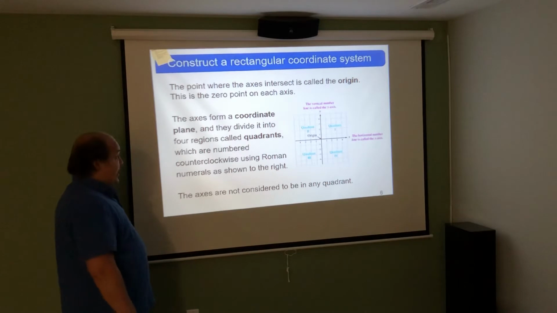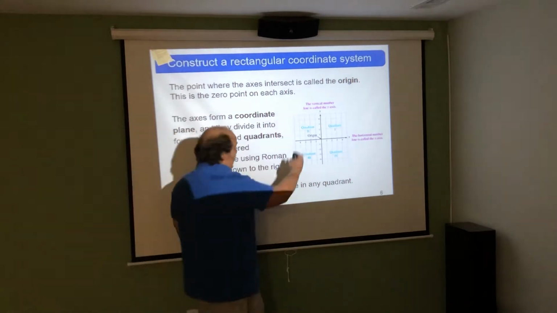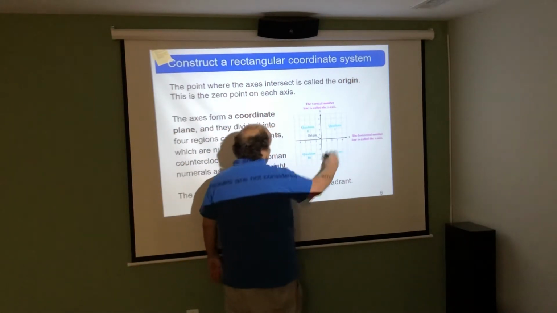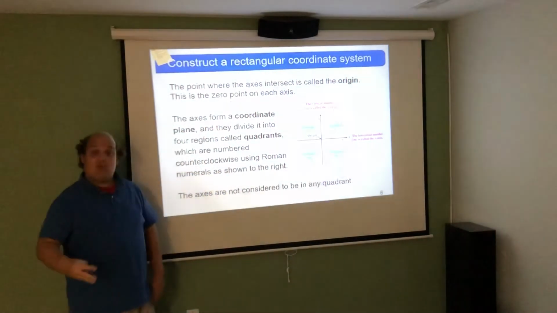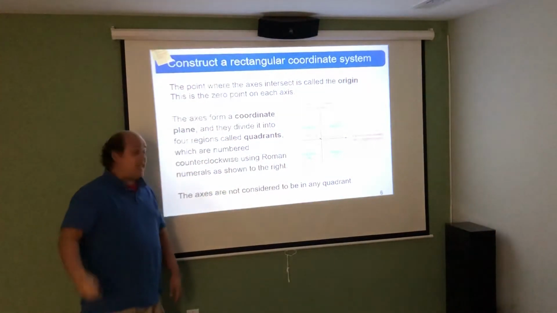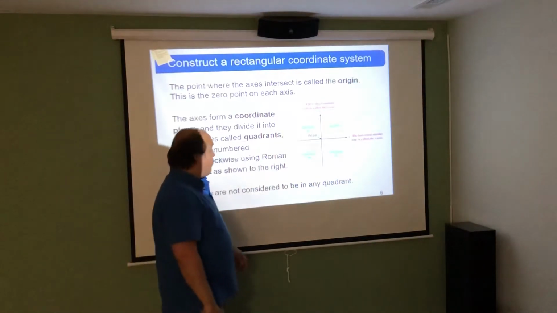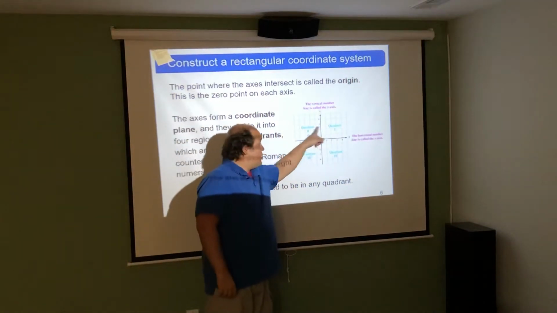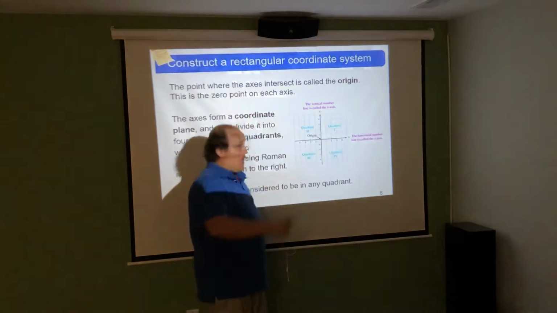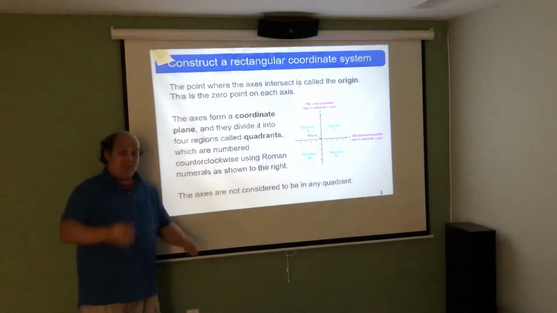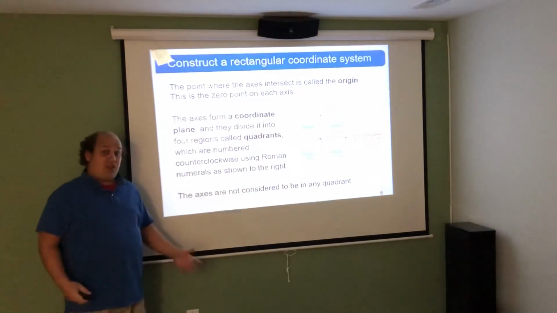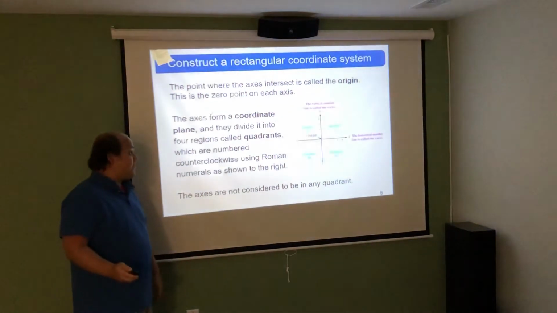From the origin, I can divide using the axes into 4 quadrants. I'm not really that concerned with you understanding the quadrants for this class, but if you do go on and take Algebra 2, Pre-Calculus, Calculus, the quadrants will become more important. They go 1, 2, 3, 4 counterclockwise around. The axes are really the dividing lines for quadrants, so they're not considered to be in any specific quadrant.